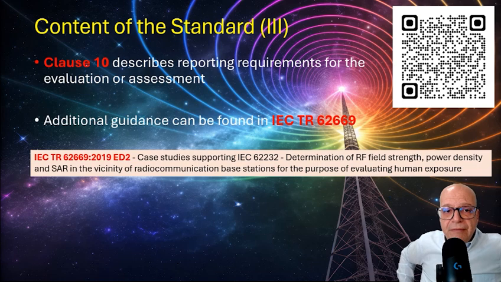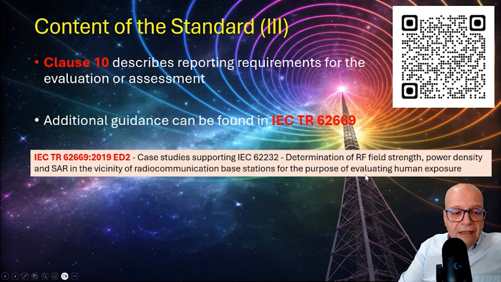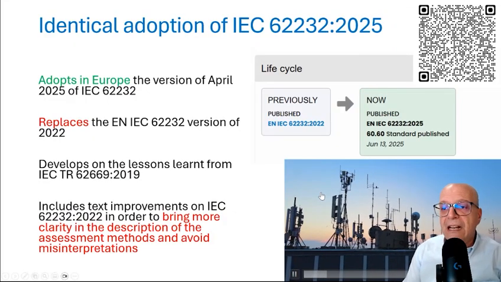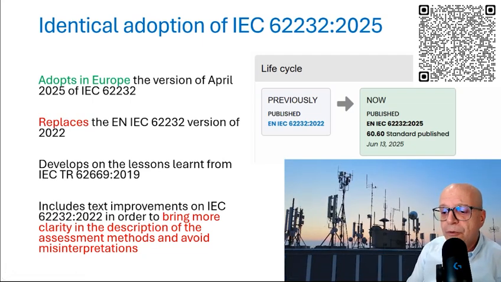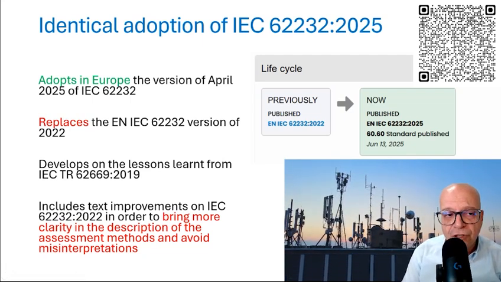Also we have Clause 10, which describes reporting requirements for the evaluation assessment, and additional guidance can also be found in a technical report developed by IEC, which is IEC TR 62669, case studies supporting IEC 62232, determination of radio frequency field strength in the vicinity of radio communication base stations. This technical report is also a supporting document that should be taken into consideration.